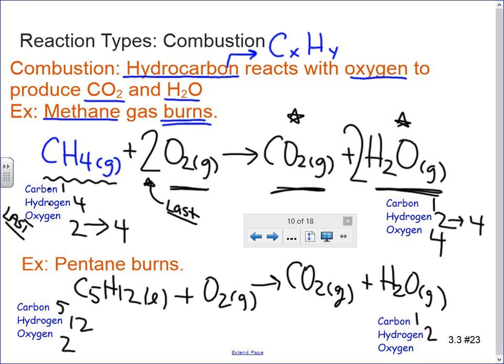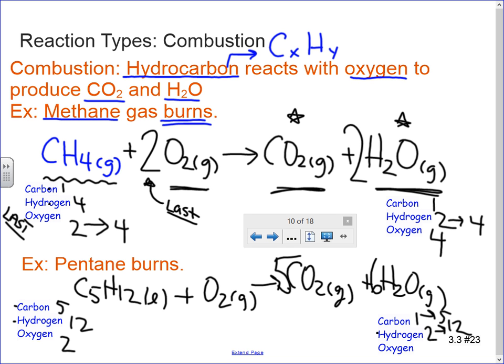We'll start with hydrogen. There's 12 on the left, 2 on the right. So if I add the coefficient 6, 2 times 6 is 12. Now I have 12 hydrogens on either side. For carbon, there's 5 on the left, but only 1 on the right. So if I add the coefficient 5, now I have 5 carbons on either side.